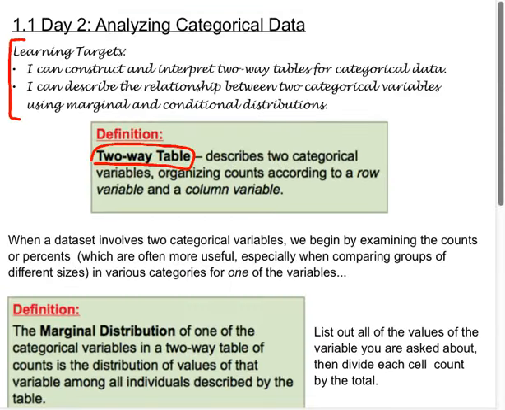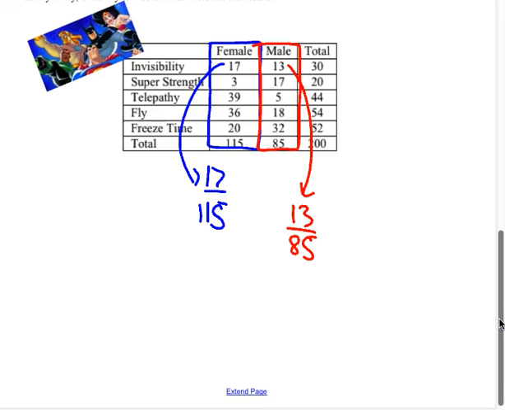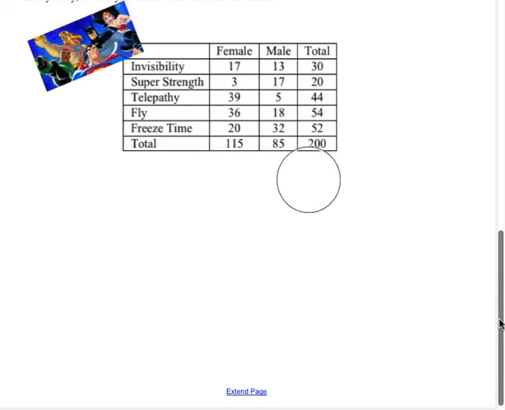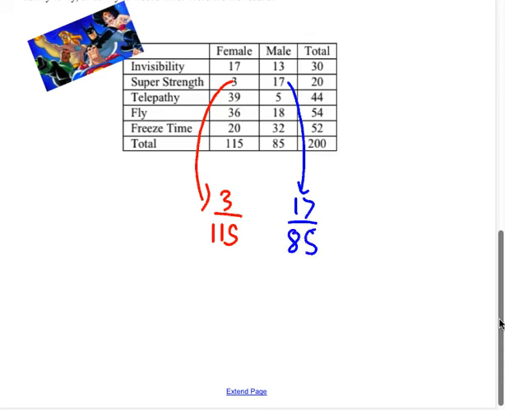You can do the same thing for super strength. Let's say I wanted super strength. So this time, for super strength, 3 out of 115 females wanted super strength. 17 out of 85 of the males wanted super strength.